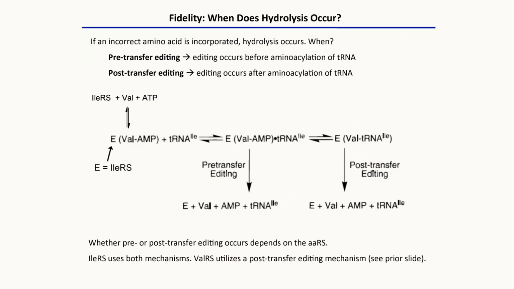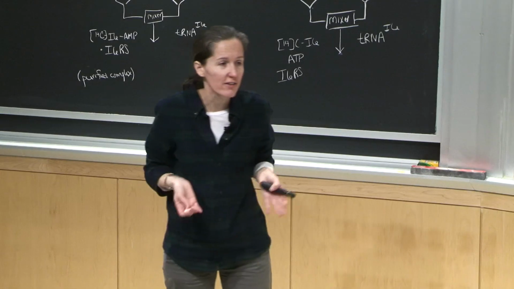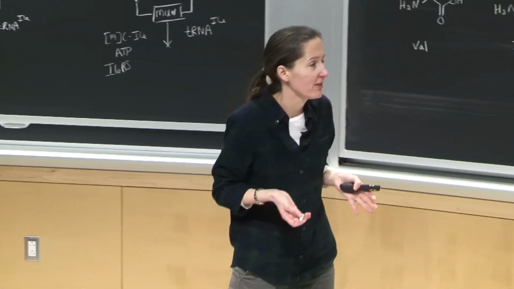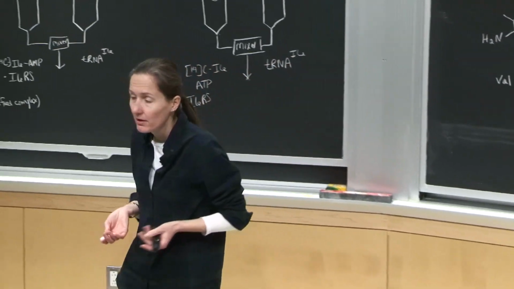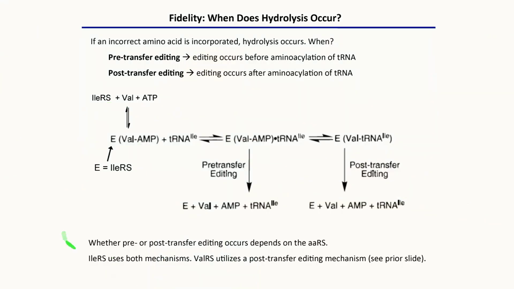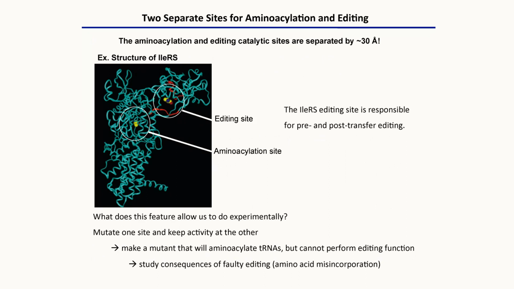So whether pre or post-transfer editing occurs is going to depend on the aminoacyl-tRNA synthetase. And some can use both mechanisms. That's what we're seeing here. Okay. Some only use one. For instance, the valine aaRS only uses a post-transfer editing mechanism. So when presented with the data, look at the data and see what species is being hydrolyzed. And if both are, how do the steady state kinetics, for instance, compare?